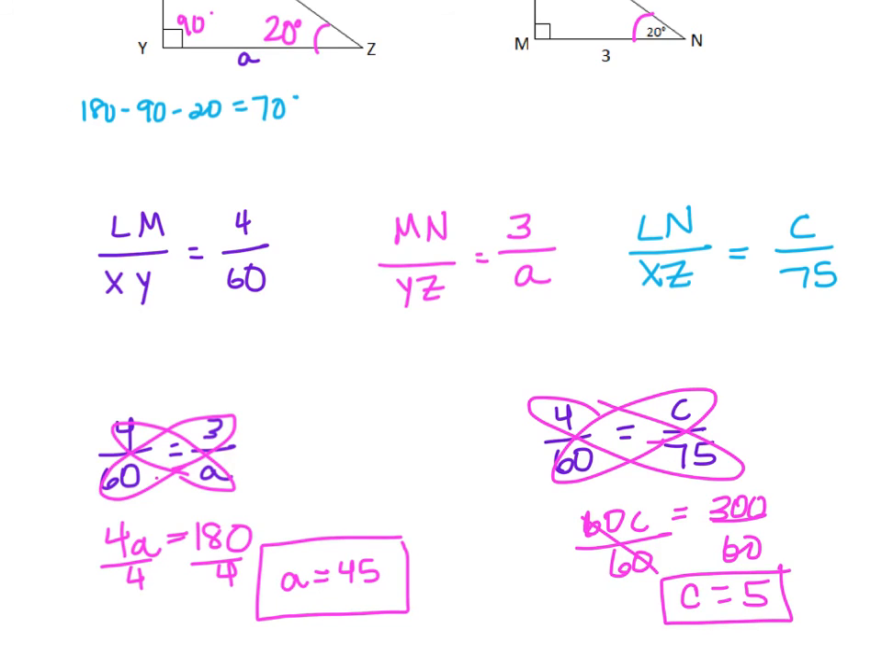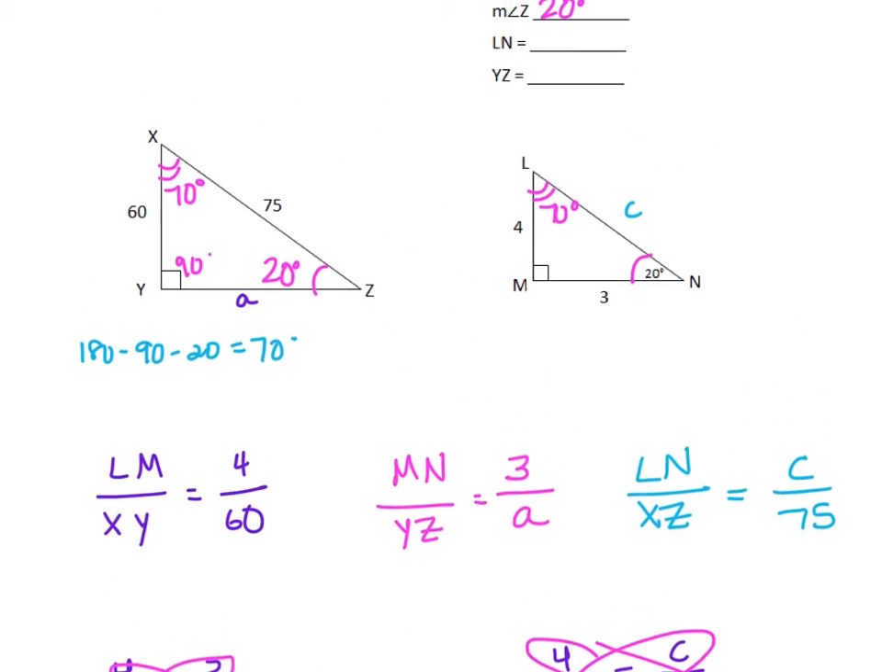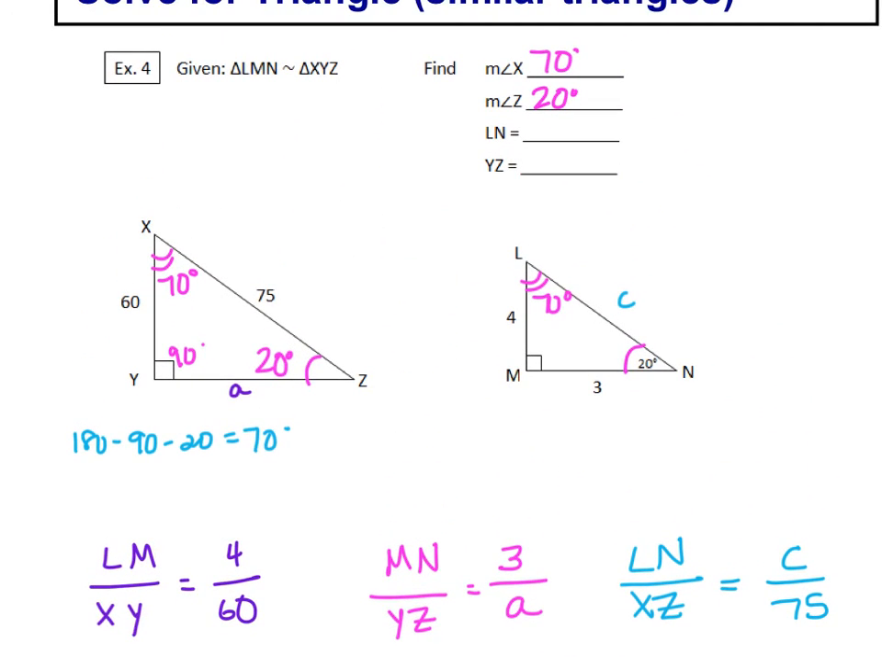All right, so let's go back up to our picture. We know that A is 45. So where was A again? A was this down here, so A is 45, so that's your YZ. So YZ is 45. And then C is equal to 5, and that's your LN. So LN equals 5. And we have just solved for the triangle. We found all missing angles and all missing sides.